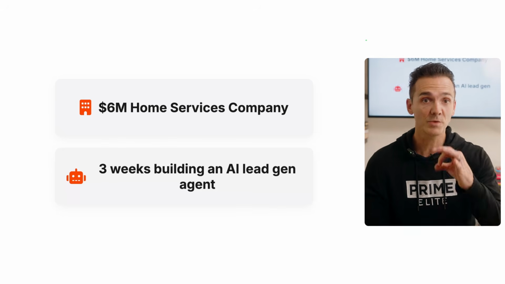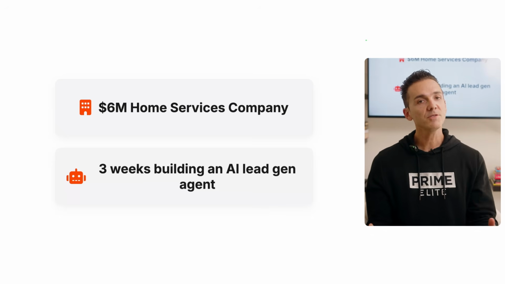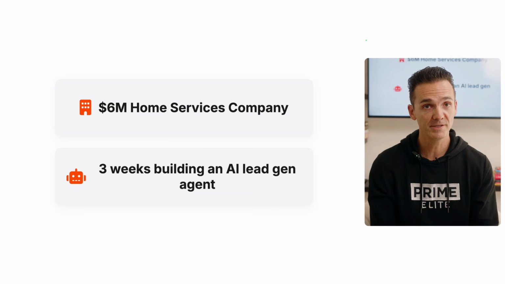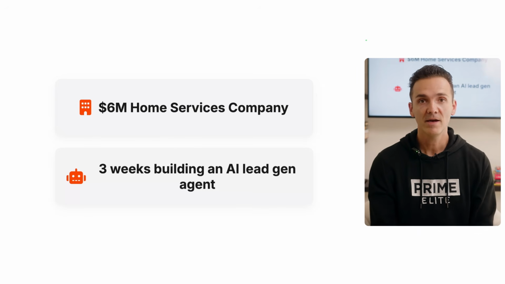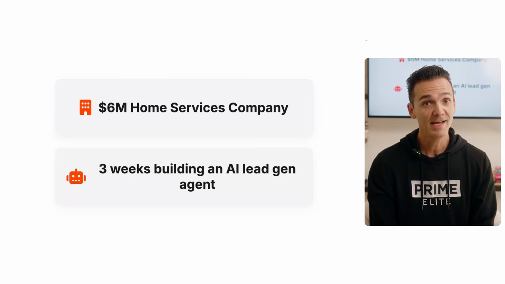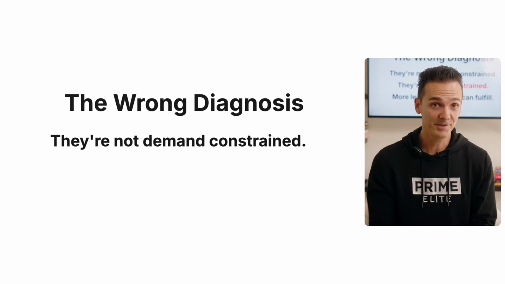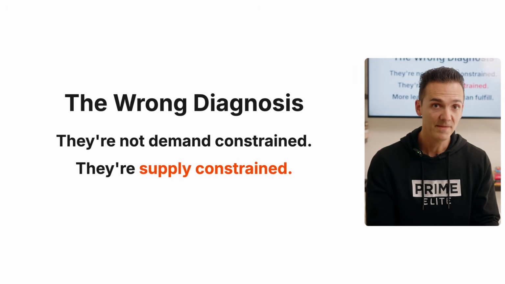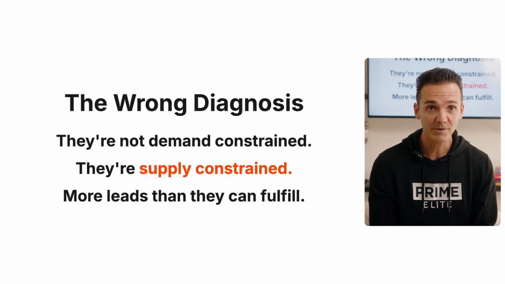Here's what it costs when you build the wrong agent first. So I was coaching a $6 million home services business. They were a good business, strong team. They spent 3 weeks building an AI agent to handle inbound leads. And on paper, that sounded really smart, right? Like more leads, more revenue. But here's the problem. They were not demand constrained. They were supply constrained. They have more leads right now than they can even handle, so they don't need more leads. They need faster delivery.